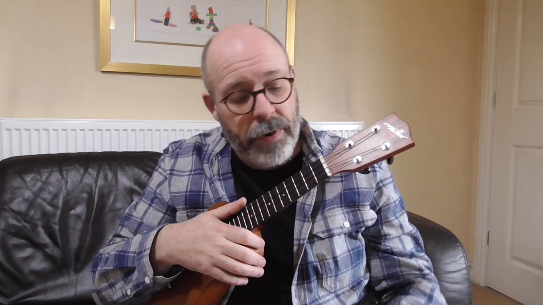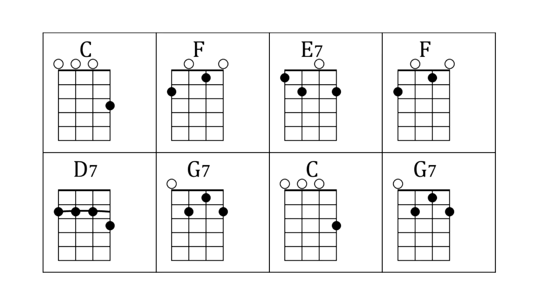The more positions you know on the neck to play a chord, the more places you'll be able to find the notes that belong in that chord. Now, for this lesson, we're going to use a chord progression just 8 bars long. It goes like this: C, F, E7, F, D7, G7, C, G7.